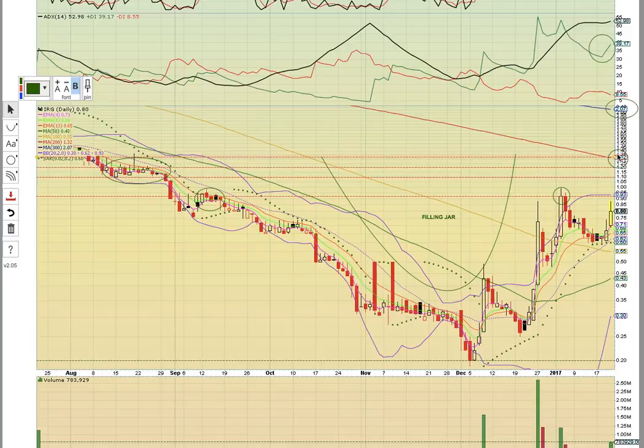We think this makes another higher high. What we want to see here is a break above this high close horizontal resistance. If that happens, we're thinking there's a run to $1. The dollar level right here is the big level.